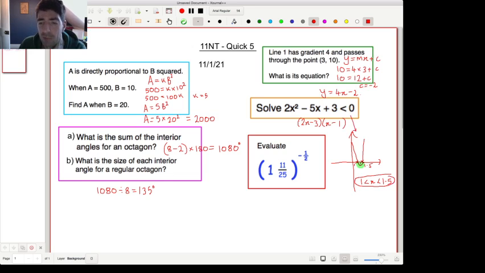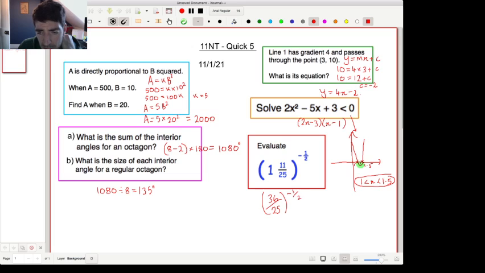And finally then, the red one: 1 and 11 twenty-fifths to the power of minus a half. With a question like this, 1 and 11 twenty-fifths doesn't seem to make a whole lot of sense to work with. So if we instead turn it into an improper fraction, it's going to be 36 over 25. That's a lot nicer because now these are both square numbers.